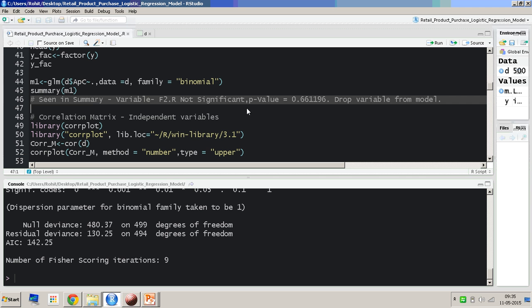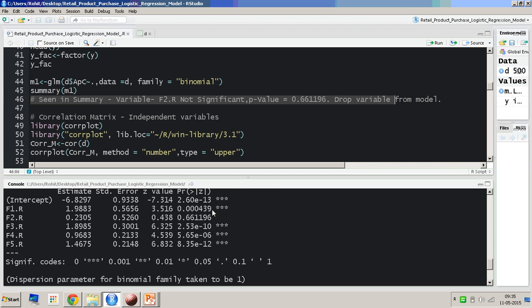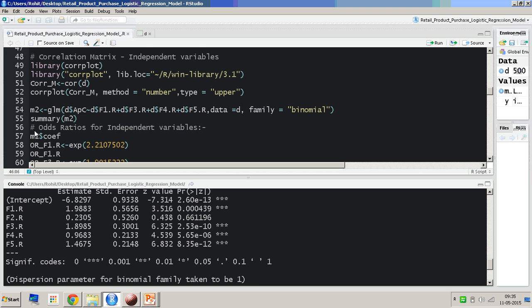Now, as seen in this particular summary, the variable f2.r is not significant. It has a p-value which is higher than most other p-values. And so we drop this variable from the model. So the next model that we create, which is seen over here, the M2, we've dropped the F2. The F2 is not there. We just have the F1.r and the F3.r.